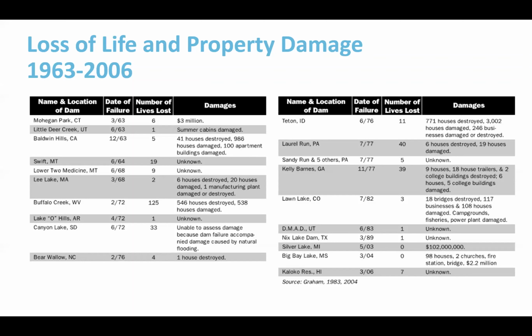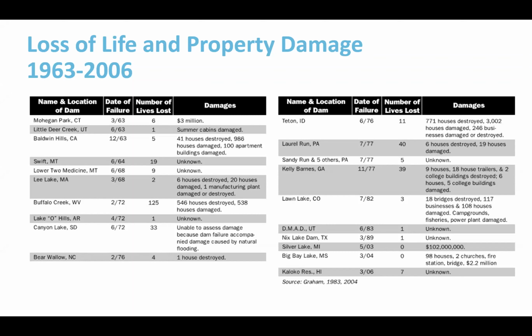So I want to show you loss of life and property damage. This is from 1963 to 2006. It's kind of an interesting range. And I show you this, there's only one Texas dam on this chart. And there have been failures, more so than just the one that's shown here. But I want to show you what the ramifications are of dam failures.